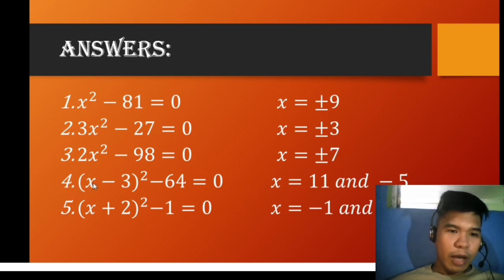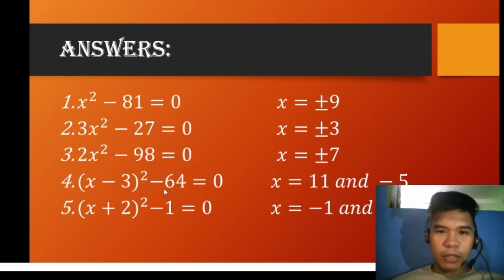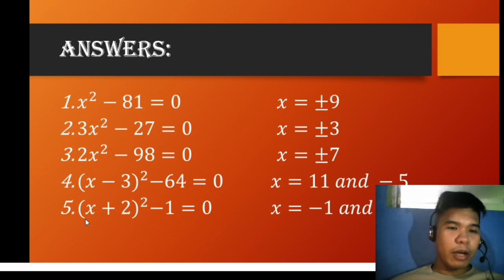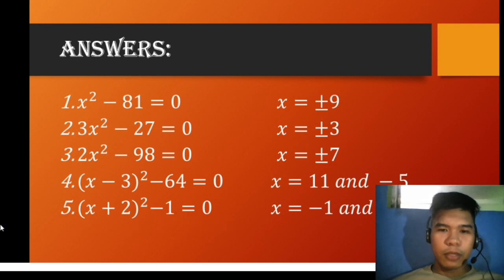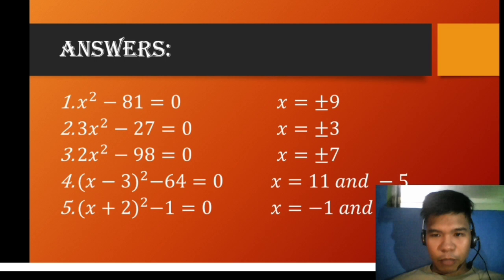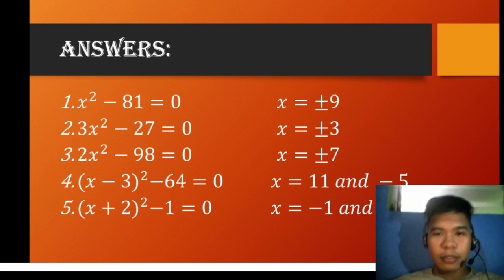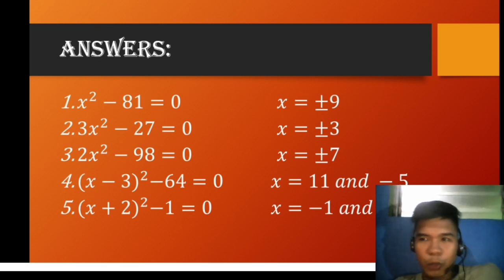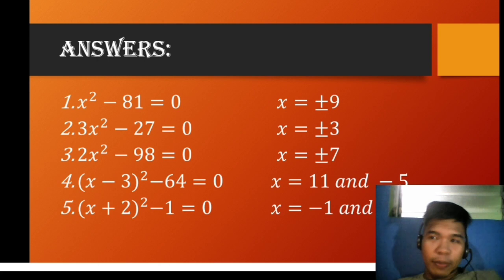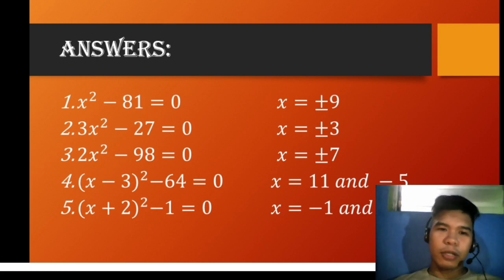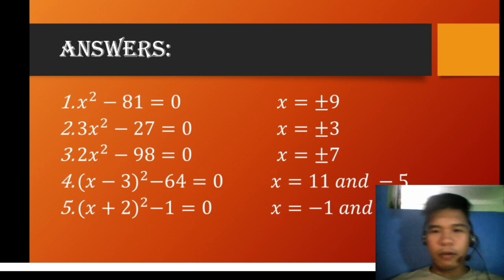For number 4, we have quantity x minus 3 quantity squared minus 64 equal to 0. The solutions are positive 11 and negative 5. For number 5, we have quantity x plus 2 quantity squared minus 1 equal to 0. Our solutions are negative 1 and negative 3. So again, I'll give you 30 seconds to check your answers, and then after that you write or type the scores on the comment section of this video.